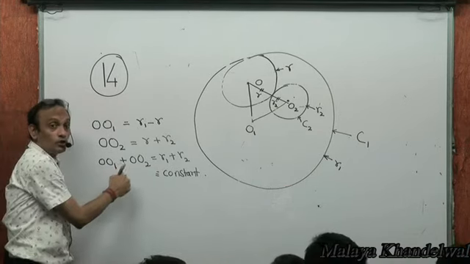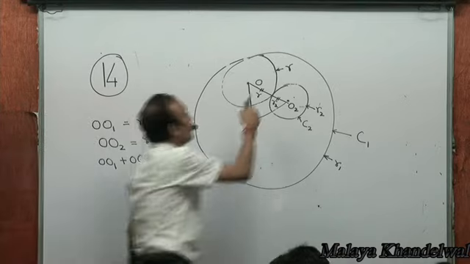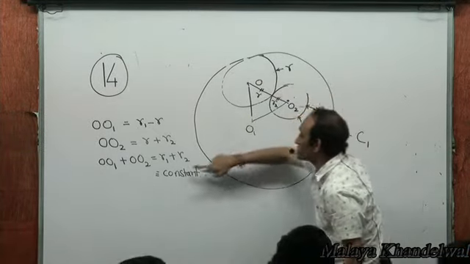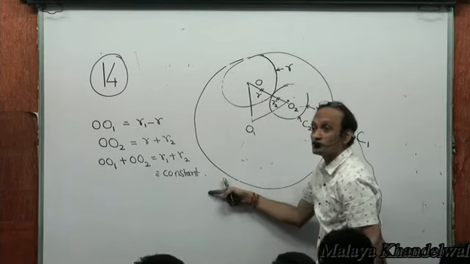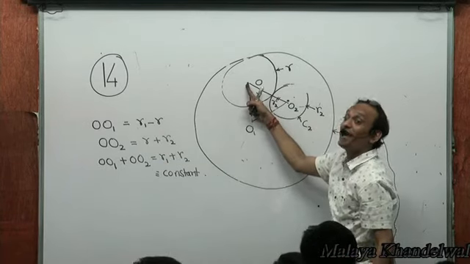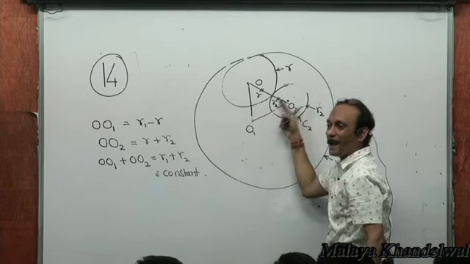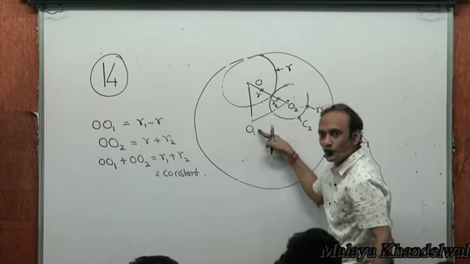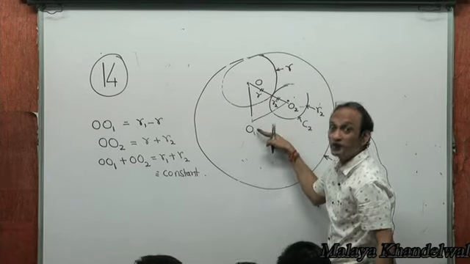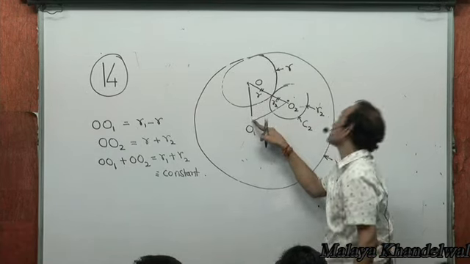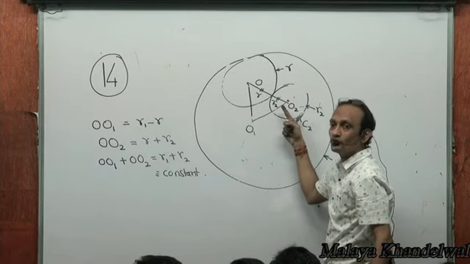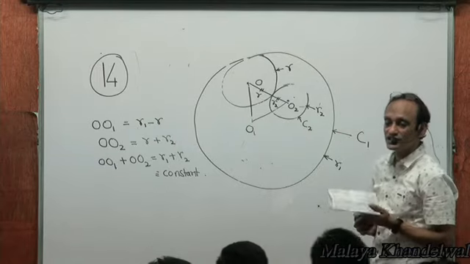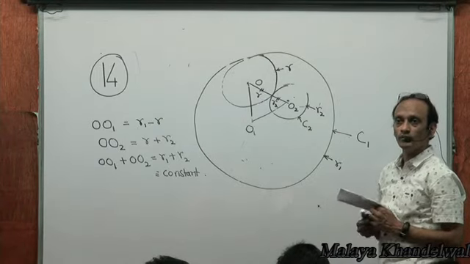O is a moving point. O1 and O2 are two fixed points. O moves in a manner that the sum of its distances from two fixed points, OO1 and OO2, is a constant. The locus of O must be an ellipse with foci O1 and O2. Yes or no? O describes an ellipse whose foci are O1 and O2, because OO1 plus OO2 is maintained constant. Yes or no? Right?